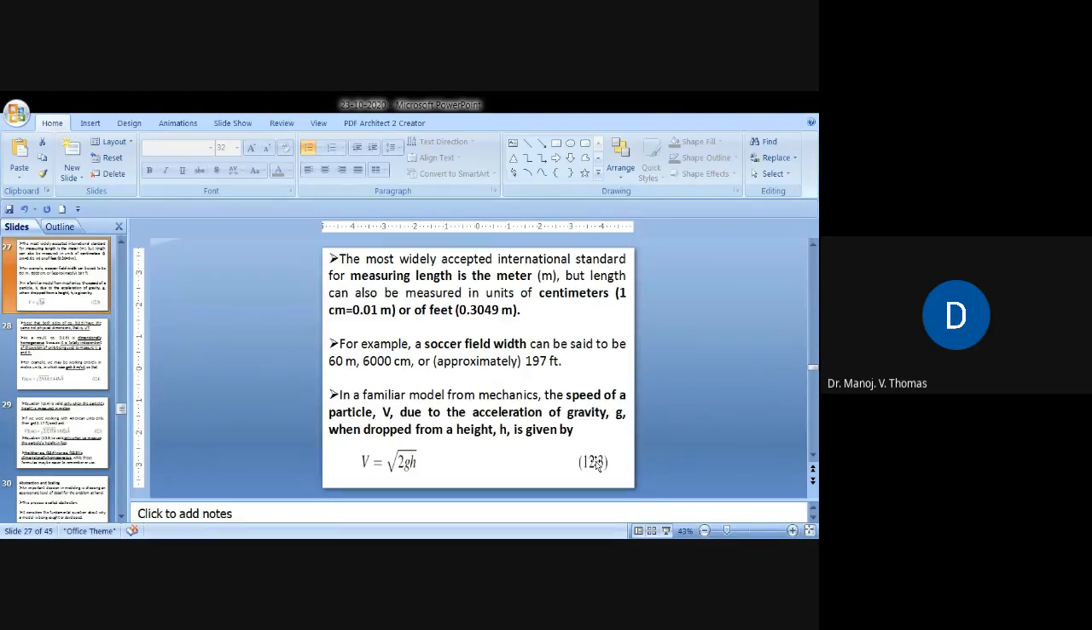Now look at the right side: square root of 2 into g into h. g is the acceleration due to gravity, and that is meter per second square. How do we represent that? Length divided by time square, multiplied with h. h is height, so we will represent height as length. So g into h is length square divided by time square. Square root of that becomes length by time. So the right hand side also becomes length by time.